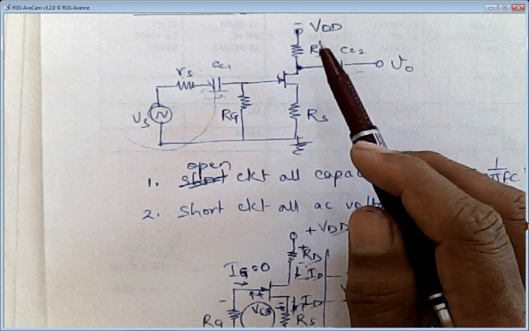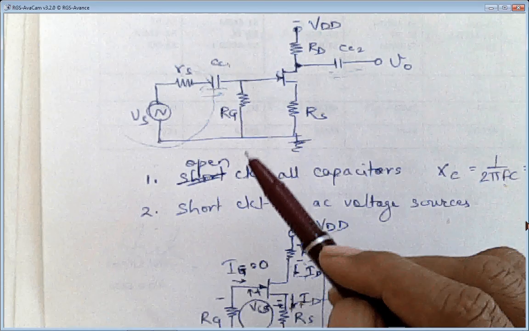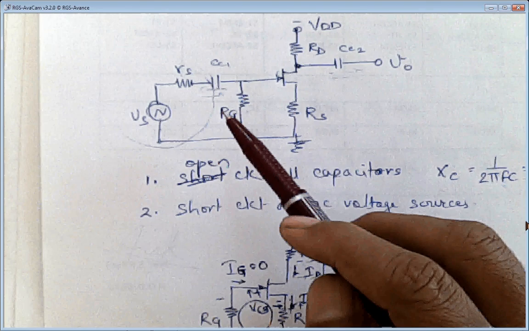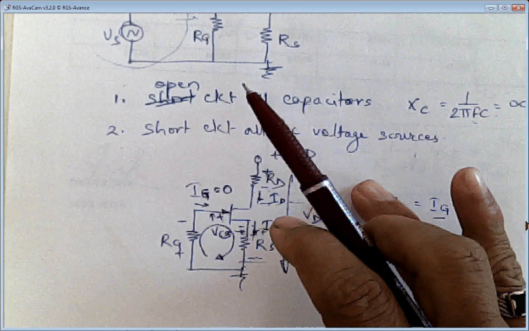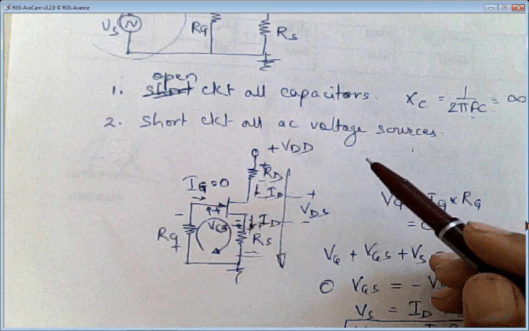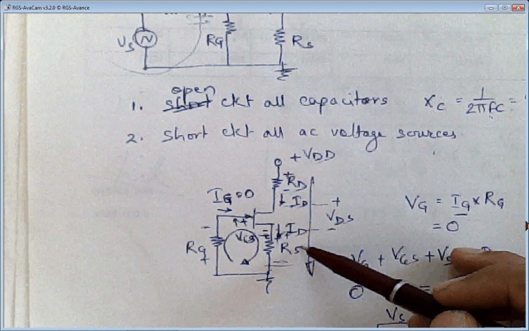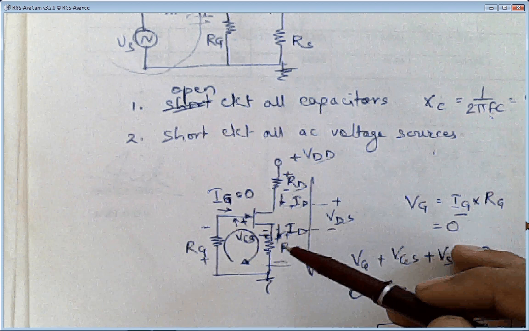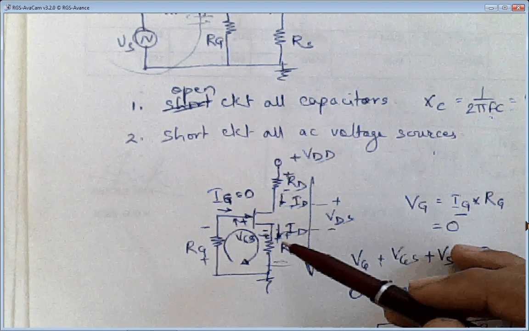So what you will be getting after DC, these 2 points, that will be only this much circuit, and that circuit I had drawn here down, which is having RD, RS and RG. These are the only 3 things which will be present now. So now we'll see the DC analysis.